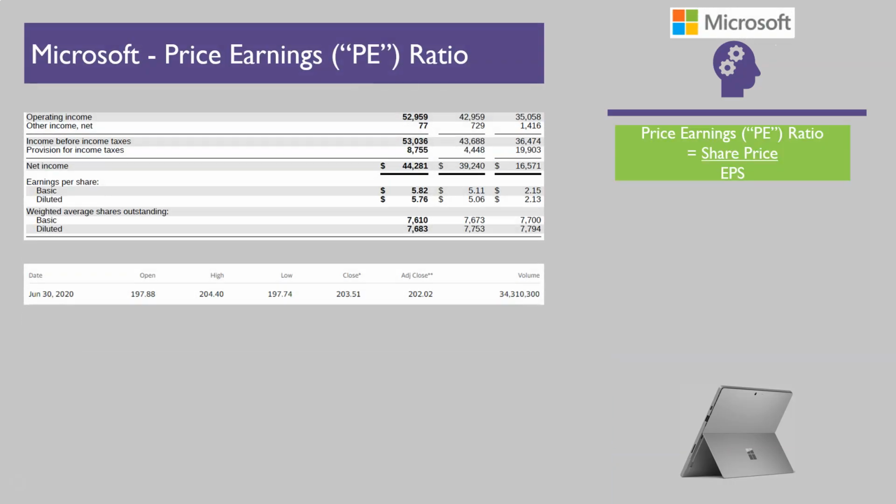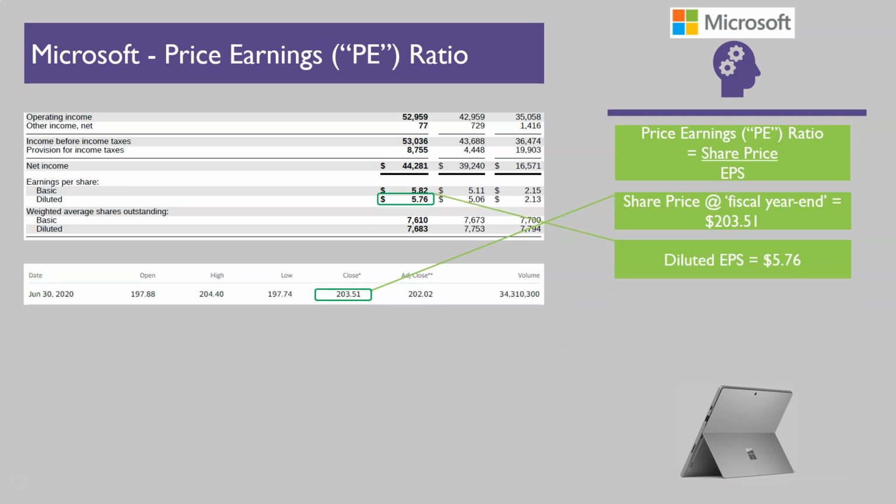Now, let's calculate the PE ratio for Microsoft. Again, we'll use the same formula, which is the share price over EPS. For Microsoft, they closed their share price at their fiscal year end at $203.51. They then closed with a diluted EPS of $5.76. When we take the share price over the EPS, we come up to a P/E ratio of 35.33.